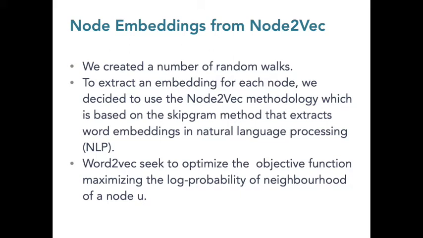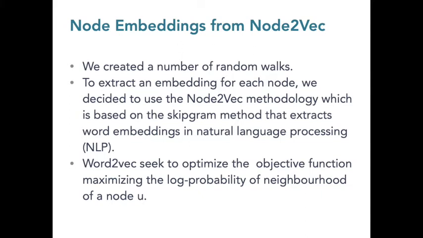The skipgram method is commonly used in natural language processing. What skipgram does is actually predict the most related context words for a given word. So in a sentence, for example, if you're focusing on a particular word, the skipgram algorithm predicts the words which are most likely going to appear in that sentence, which are most likely going to appear around that word.